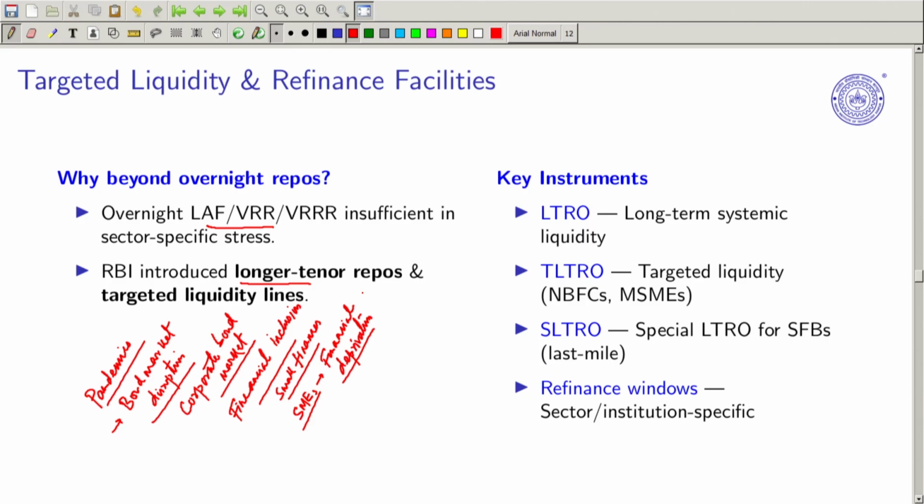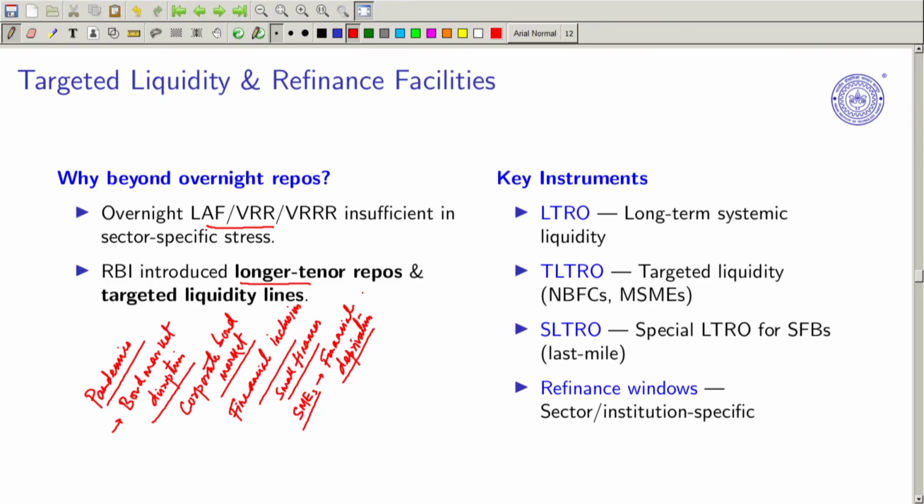But our job in this session is to understand why these measures were taken and how they get implemented in real life. So the key instruments for targeted liquidity, as I mentioned, the bond market, financial inclusion, the SMEs, financial deprivation. If you think about these keywords, then the instrument that we often call is the long-term repo operation. So LT is for long term, and RO for repo operation.